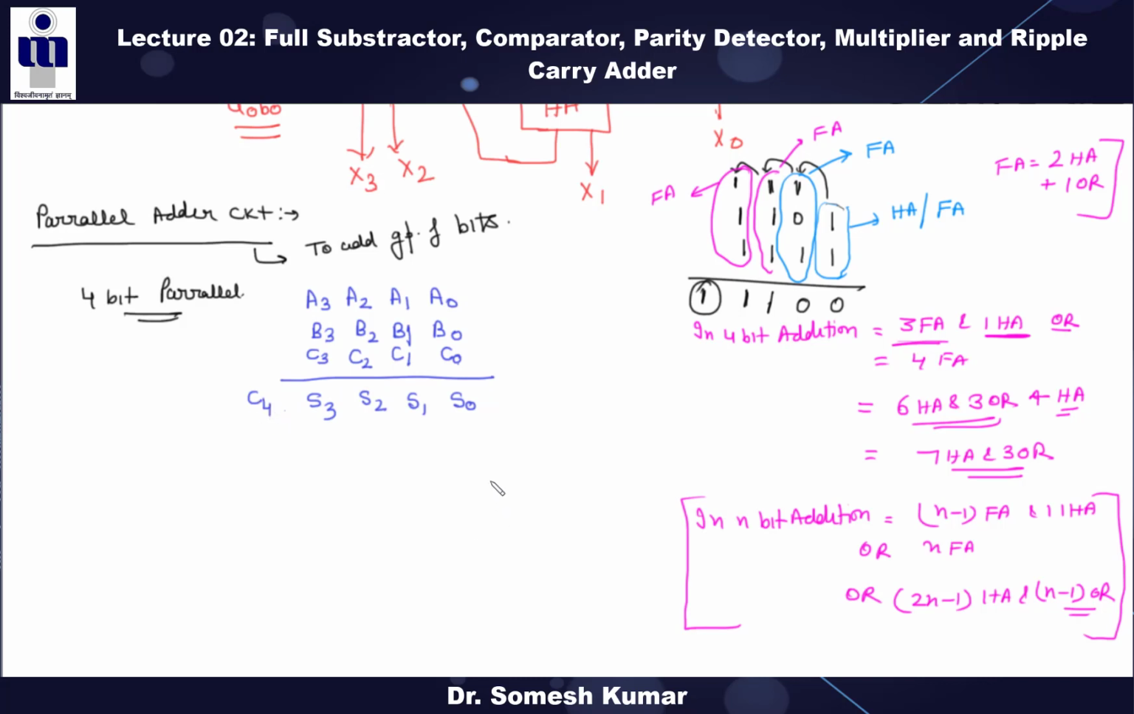Now what is the circuit for the 4-bit parallel adder? The 4-bit parallel adder consists of 4 full adders, right? It is also called the ripple carry adder, right? Remember this thing. Why is it called the ripple carry adder? Because here this carry acts as a ripple. Ripple means floating, meaning this previous carry is floated to the next position, this carry is floated to the next position, right? So that's why it is called the ripple carry adder, right?